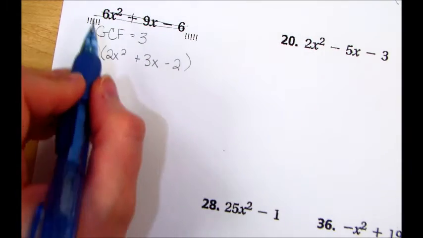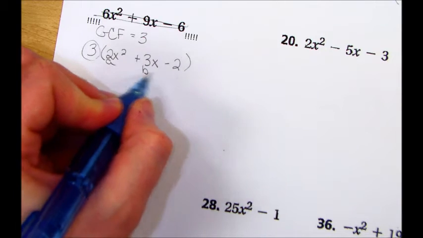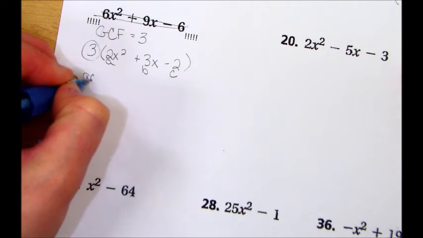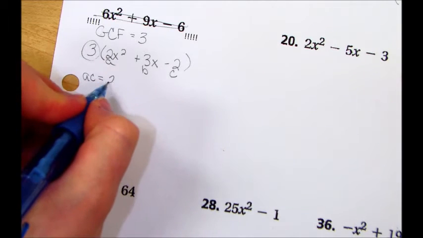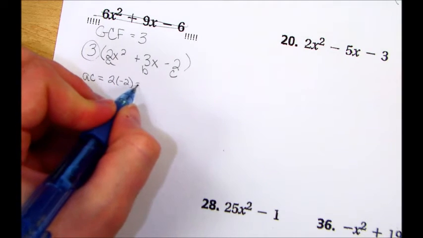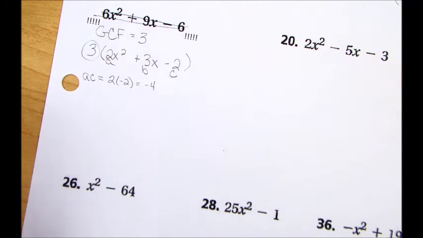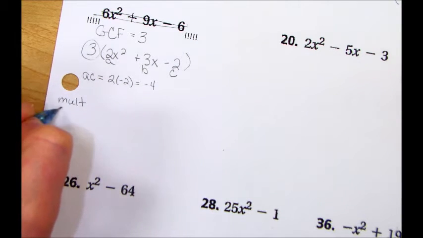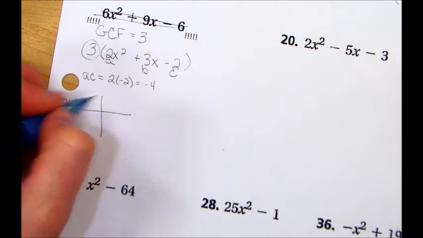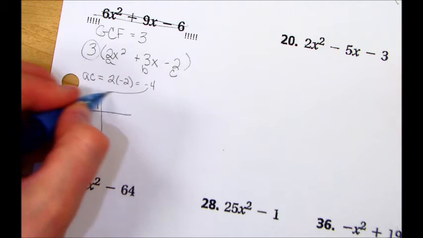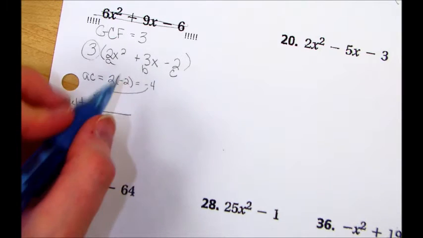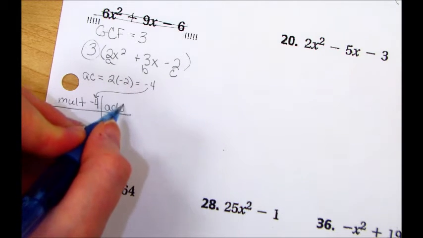Get rid of the first equation and identify A, B, and C in your new equation. You also need to identify AC, which is 2 times negative 2, which is negative 4. Now it's time to find that little chart. I need numbers that multiply to that number I just found, negative 4. And I need them to add to this middle term, the B value of 3.